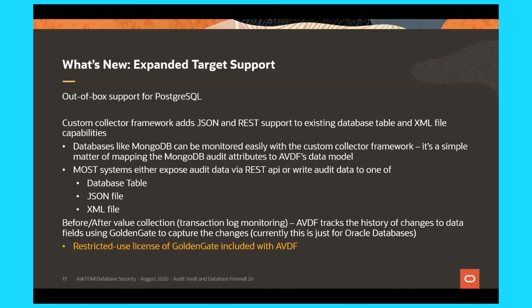Well, that worked for database tables. It worked for XML. In Audit Vault and Database Firewall 20, we've expanded that custom collector framework to include JSON and REST. So if you have something that writes its audit trail to a database table, or to an XML file, or to a JSON document, or that makes its audit data available to you via REST API, then no matter what it is, Audit Vault and Database Firewall can bring that in and configure that as a target. If you think about those four technologies, table, XML, JSON, REST API, that covers almost everything.